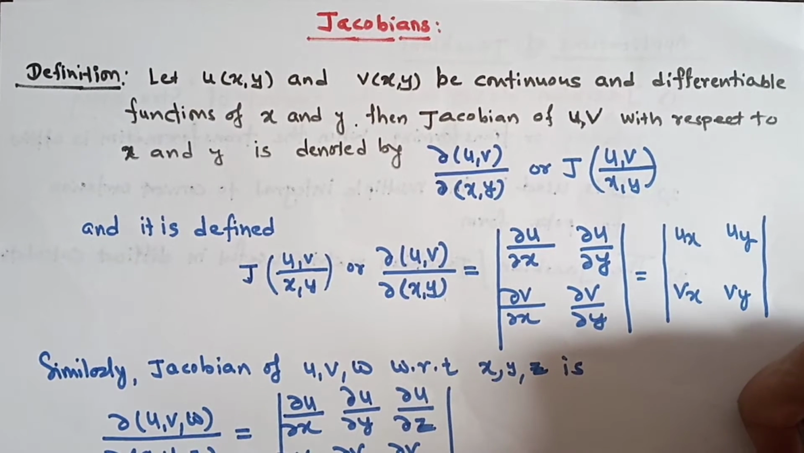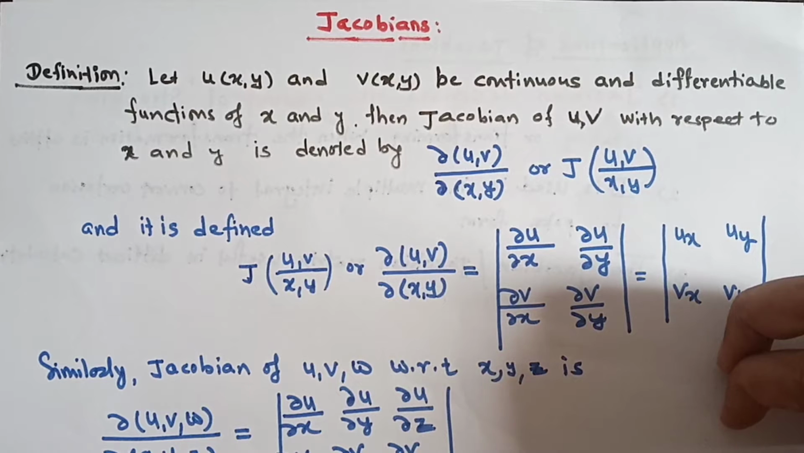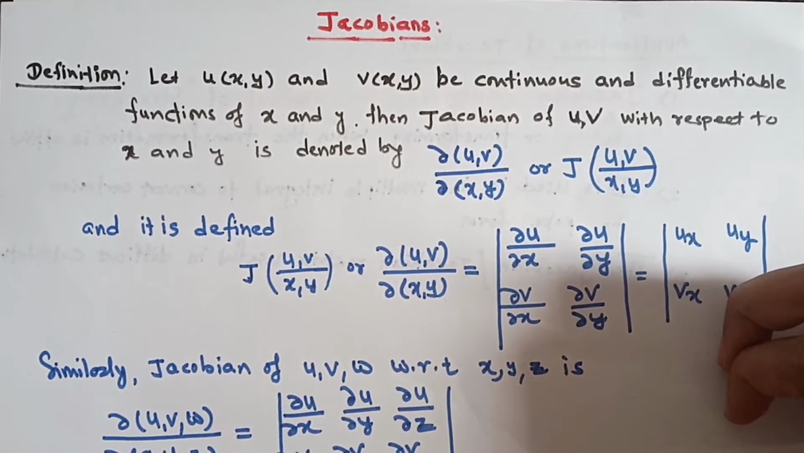So the Jacobian determinant is a number which gives us the information about the transformation.